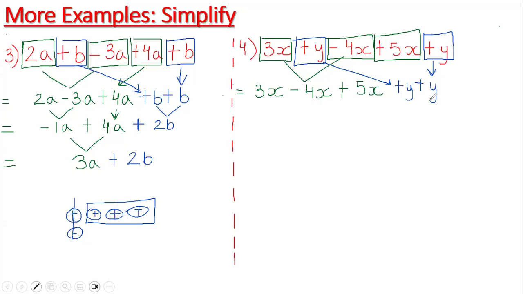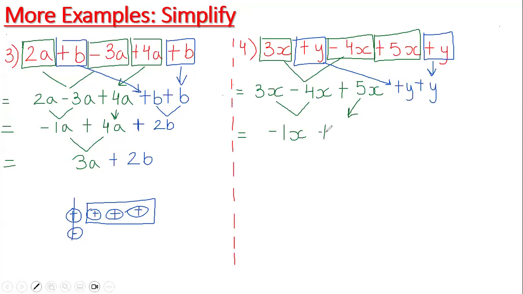Okay, so now we have that. What are we going to do now at this point? We have to add the x. So 3x minus 4x equals negative 1x, because we take the sign from the bigger number. Very good. Yes, because we take the sign of the bigger number. And then what do you do at this point?